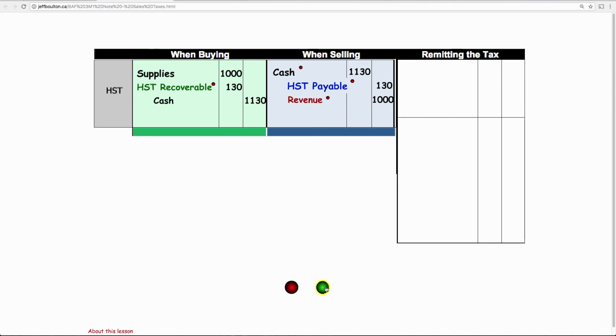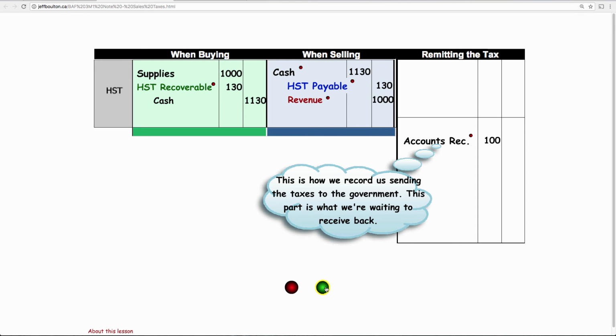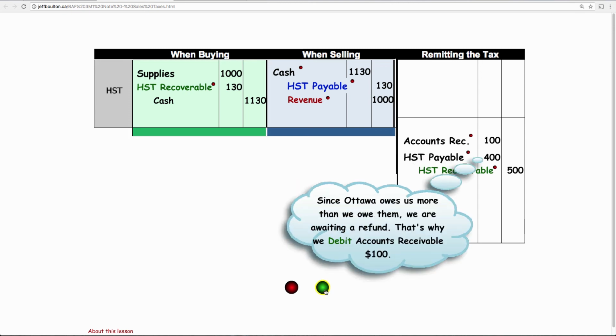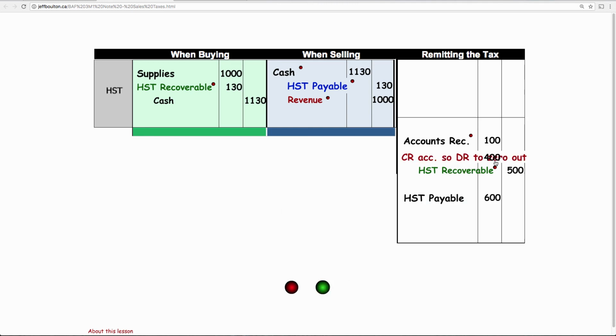Let's say our HST recoverable is greater than our payable. So the government owes us more than we owe the government. So in order, by debits first, it would look at something like this. And I should have done this in the order. I'm going to do it like this. So let's say our HST recoverable, this is what our government owes us, is $500 and our payable is $400.